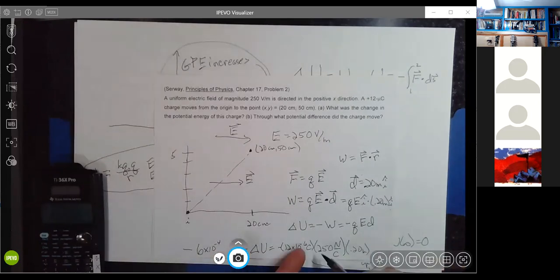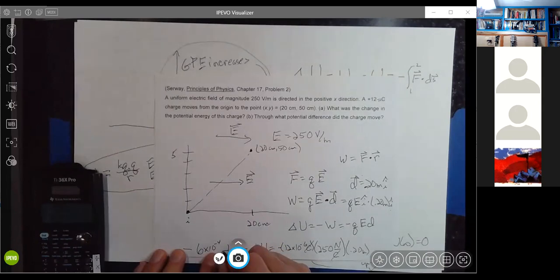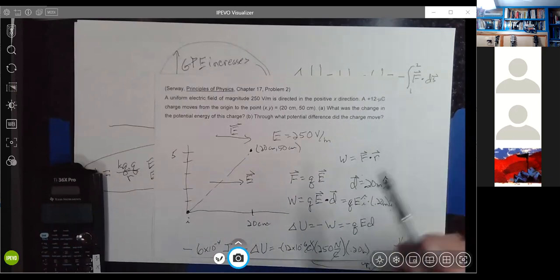Now, unit-wise, the coulombs go away, and I'd get Newton meters, which are joules. So that would be the loss in energy of it. And this is big enough numbers that electron volts probably wouldn't be necessary on a problem like this.